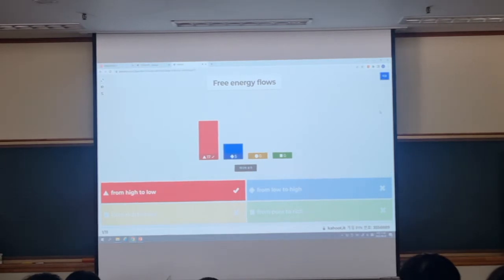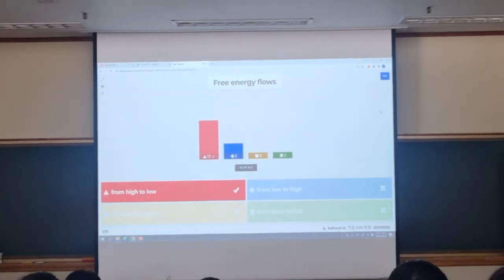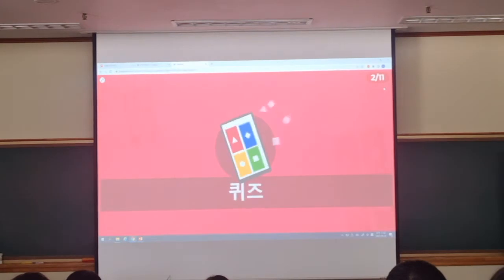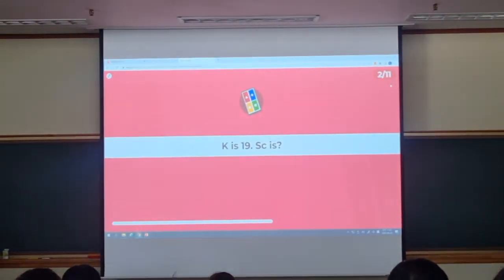Free energy flows from high state to low state. Energy is high, length is tall.